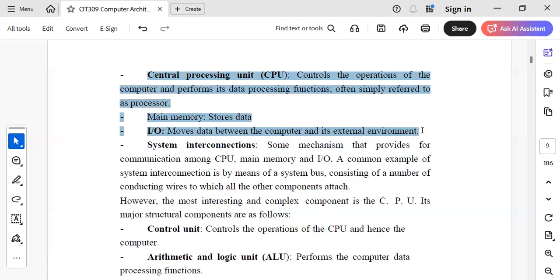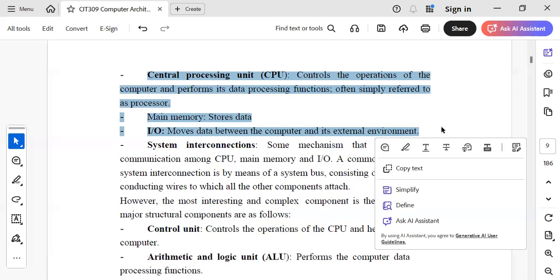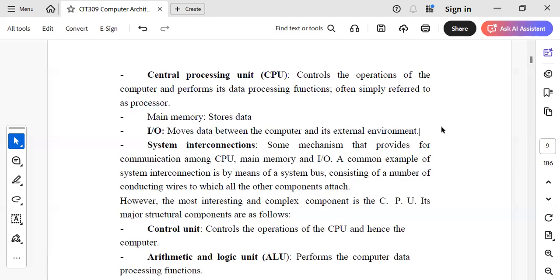The CPU controls the operation of the computer and performs its data processing function. Sometimes we refer to the CPU as a processor. The second one is the main memory. The function of main memory is to store data. The third one is input and output, I slash O. The function of input and output is to move data between the computer and its external environment.